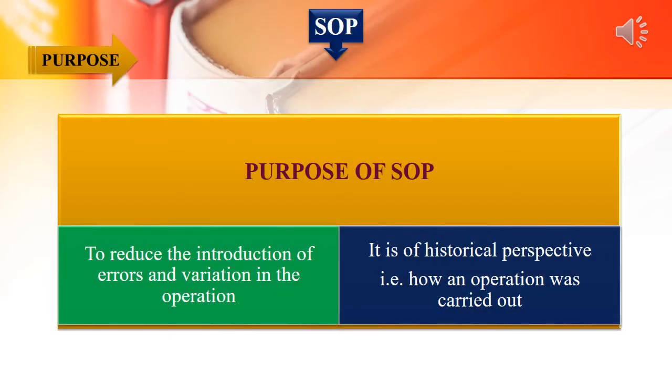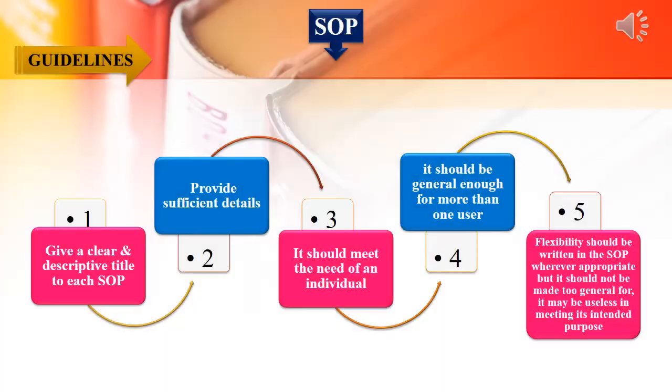What is the purpose of SOP? It is to reduce the introduction of errors and variation in the operation, and it is of historical perspective, that is, how an operation was carried out. Mainly SOP is prepared to reduce the errors and variations and to know how the procedure is carried out in the industry. Coming to guidelines of preparing SOP.